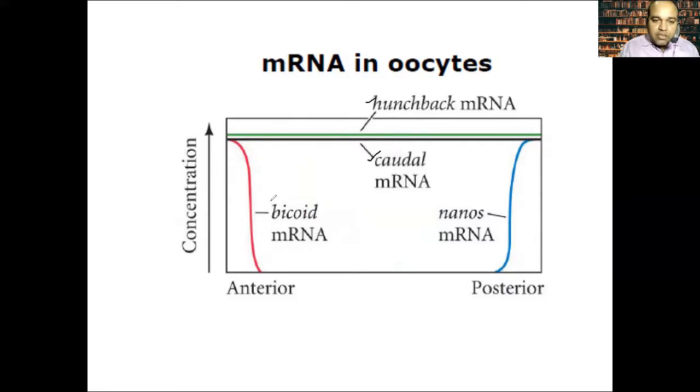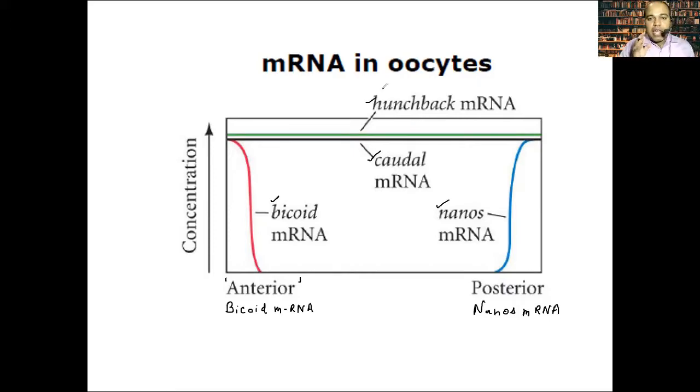But in the case of bicoid and nanos mRNA, bicoid mRNA is always expressed in an area referred to as the anterior pole. This is the bicoid mRNA. In the posterior part, the mRNA expressed is referred to as the nanos mRNA. And all four of these mRNAs are accumulated in the egg even before the process of fertilization.